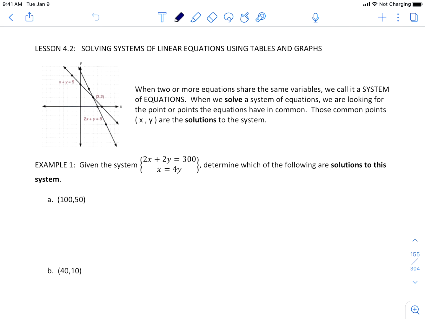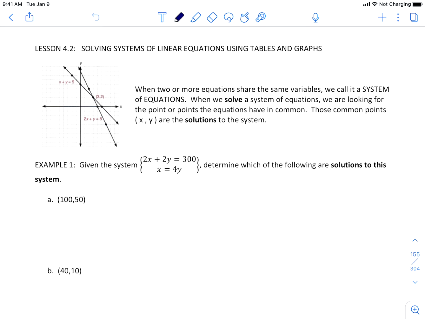Hi everyone, today we're doing notes for lesson 4.2, solving systems of linear equations using tables and graphs. When two or more equations share the same variables, we call it a system of equations. When we solve a system of equations, we are looking for the point or points the equations have in common. Those common points, (x, y), are the solutions to the system.